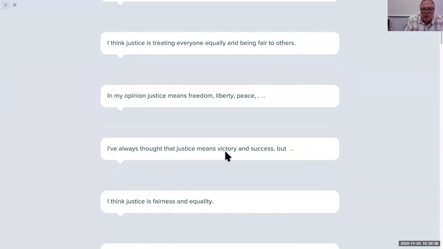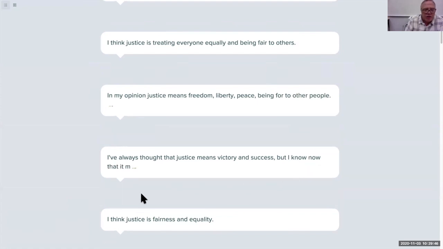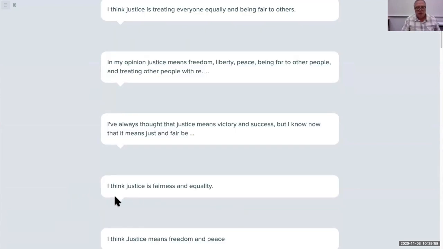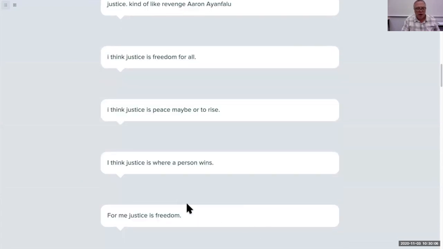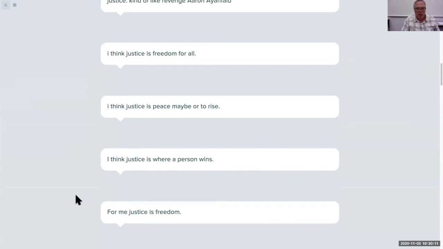I've always thought justice means victory and success, but I know that there's somebody talking about their idea being changed. I like this, being able to see people think, being just and fair. Good. Justice is fairness and equality. I like that. I think justice is freedom for all. Okay. I think justice is when a person wins. For me, justice is freedom.